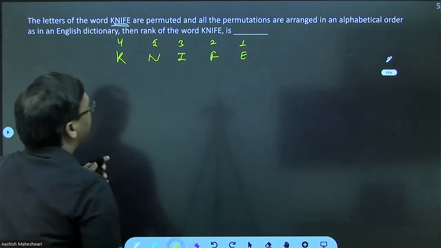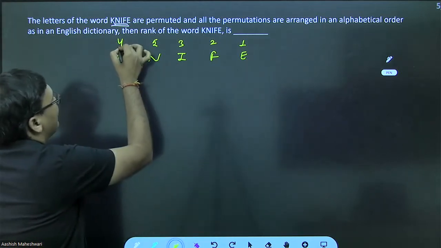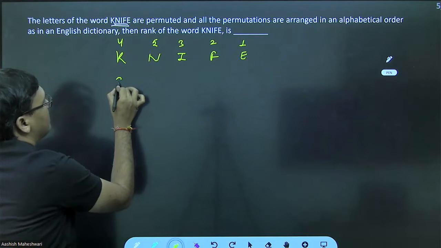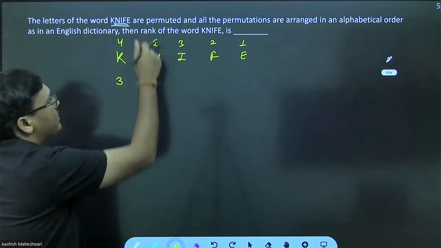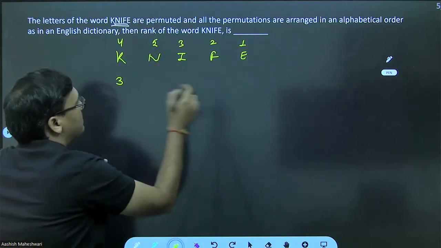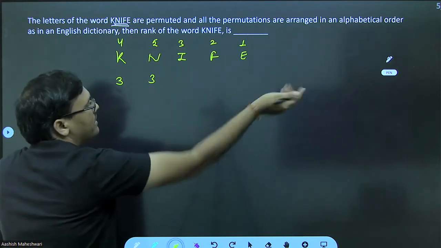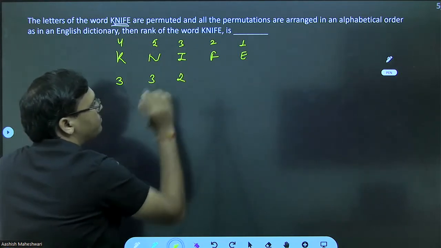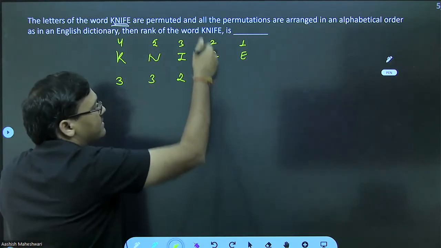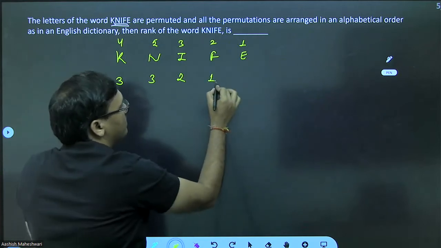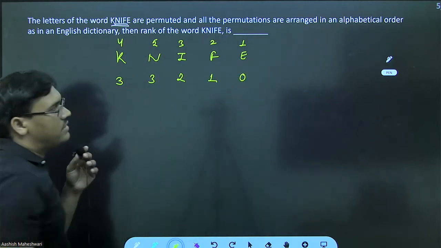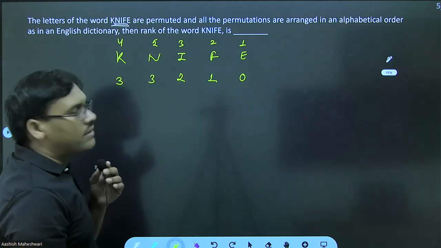So now you see how many numbers are less than 4 on the right hand side? 3 numbers. How many numbers are less than 5 from this side? This is 3. How many numbers are less than 3 on the right side? We have 2. How many numbers are less than 2 on the right side? 1. And there is no number which is on the right side of E, right?